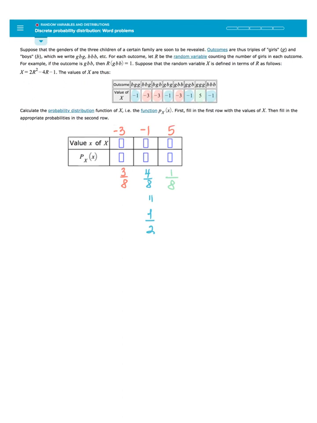First, we need to fill in the first row with the values of X. Then we fill in the appropriate probabilities in the second row. So let's try to sort through this. There's a lot of notation going on here. So what are the values of small x of variable X?